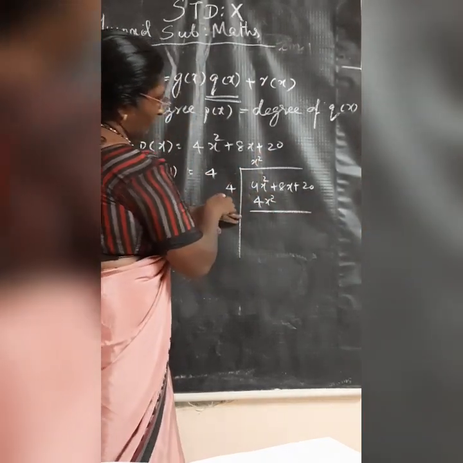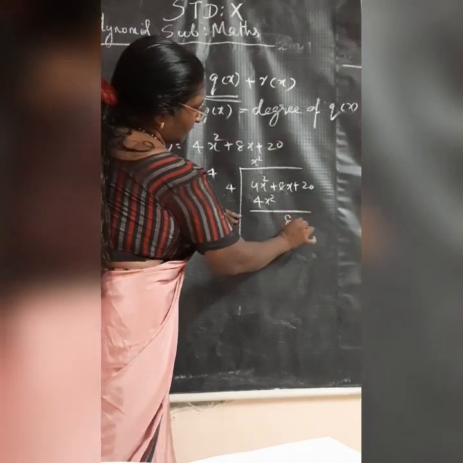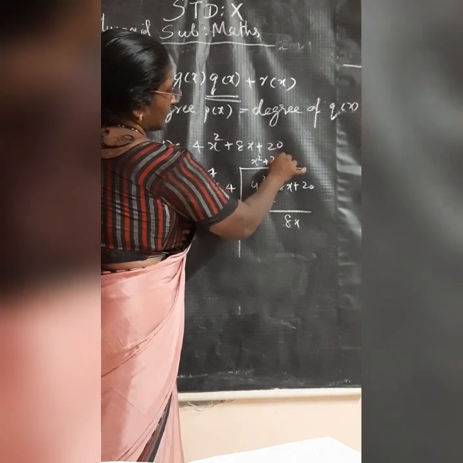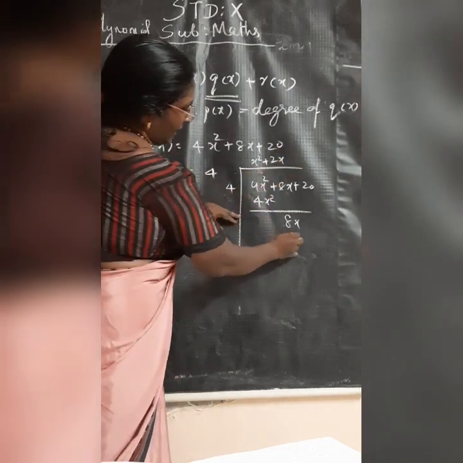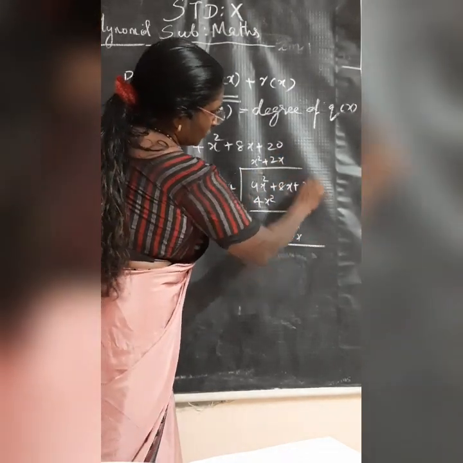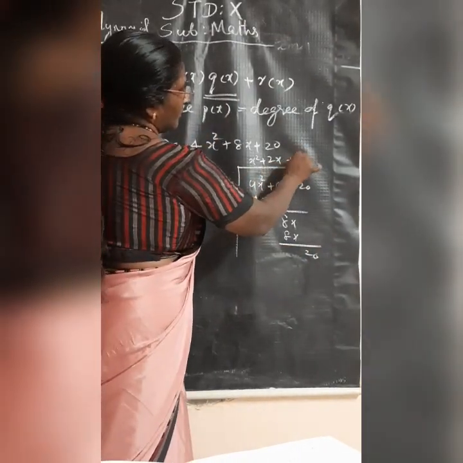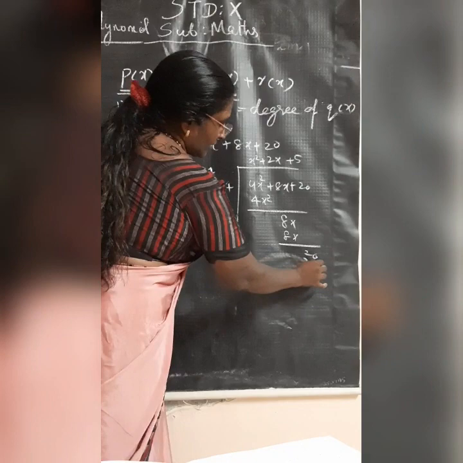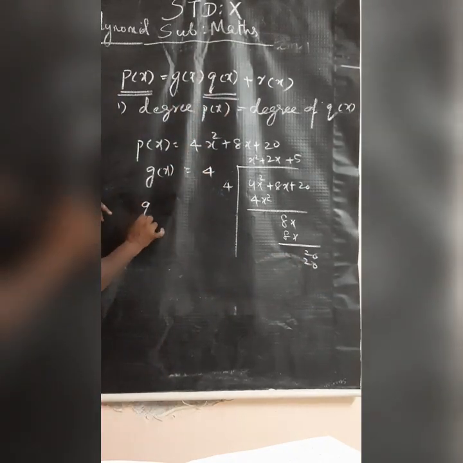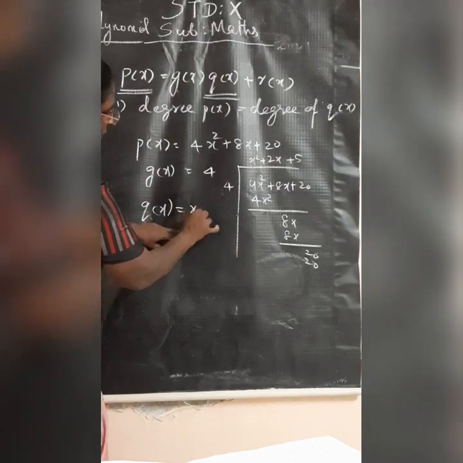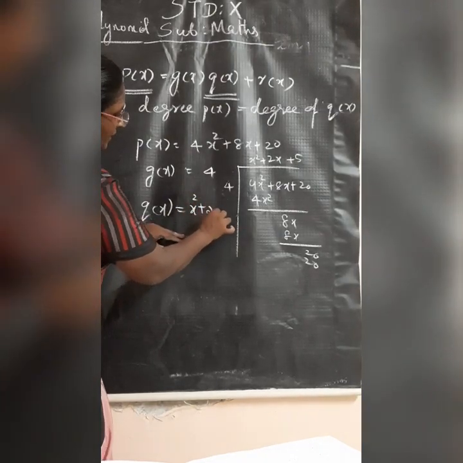Here only one term, so bring down only one term, 8x. 8x by 4, how much is coming? 2x. 2x into 4, how much is coming? 8x. Next, bring down 20. 20 divided by 4, how much is coming? 5. So 5 into 4, how much came? 20. So what we got as the quotient, you see? Quotient q of x is equal to x square plus 2x plus 5.